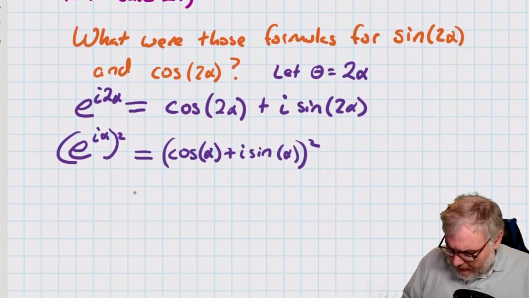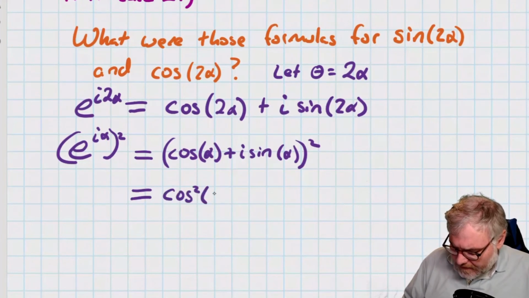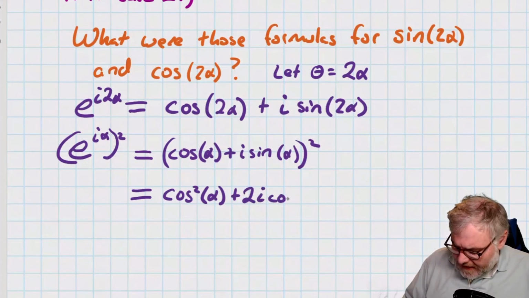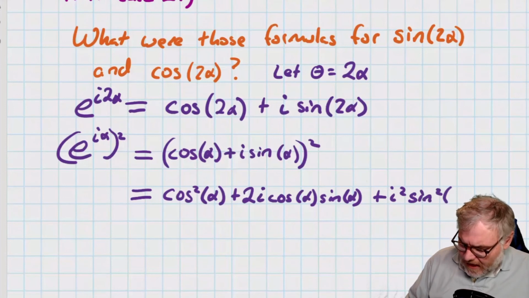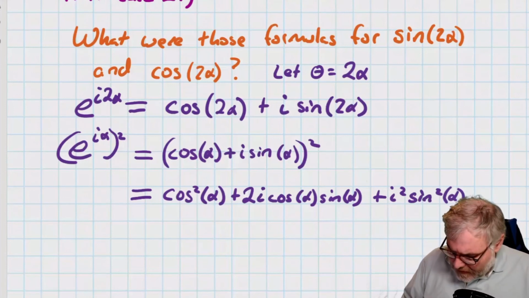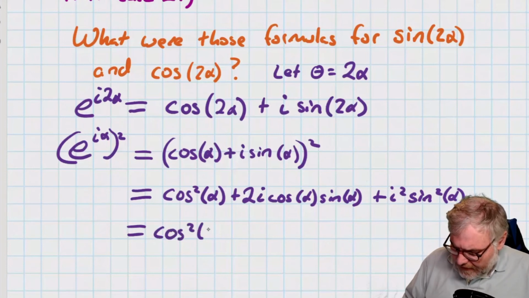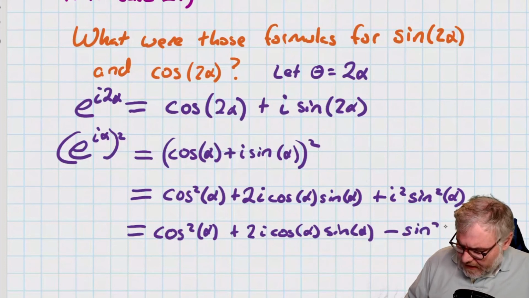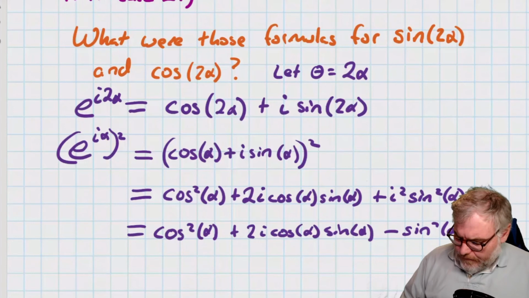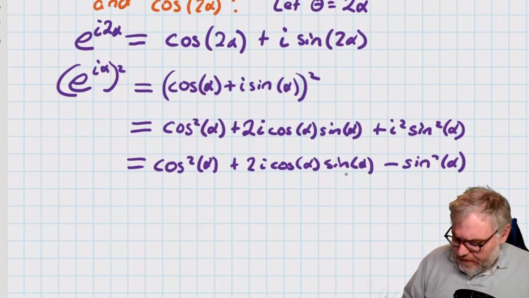Okay, well, now I'm just going to FOIL this, and I'm going to get cosine squared alpha plus 2i cosine alpha sine alpha, those are the middle terms, plus i squared sine squared alpha. Now, i squared is negative 1. So this is really cosine squared alpha plus 2i cosine alpha sine alpha minus sine squared alpha. So this term is all real, this term is all real, and this term is all imaginary.